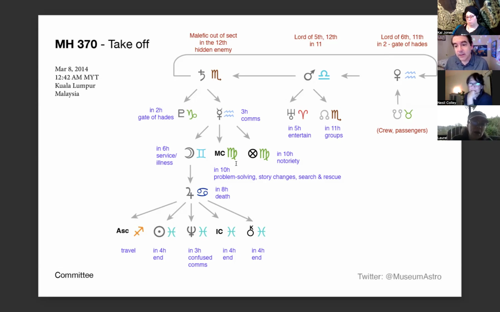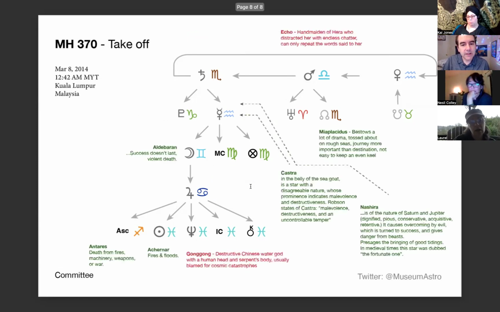Neptune is in the third house of communications. So the communications are broken. They're confused, not really sure what's going on. Anyway, I mentioned the Chiron already. And then if we want to go even further out into sort of crazy land, we can look at some of the fixed stars and some of the asteroids.